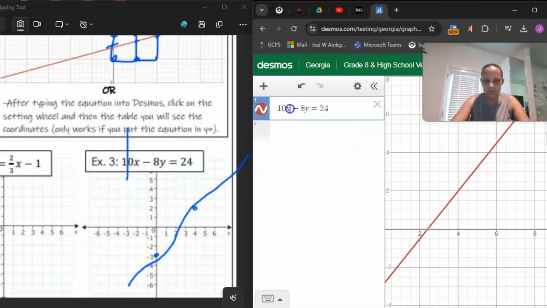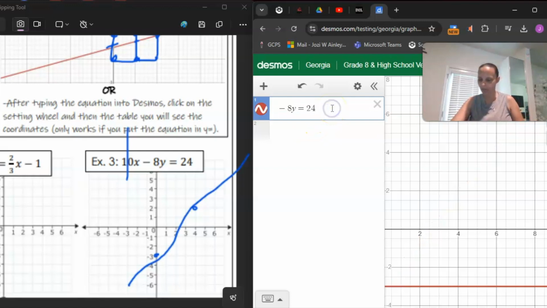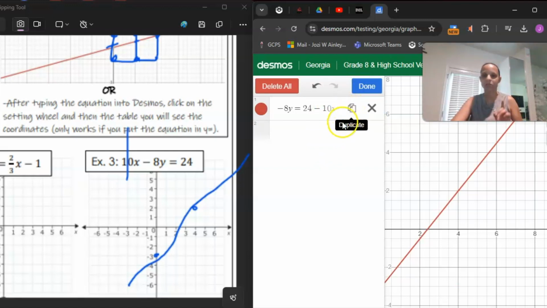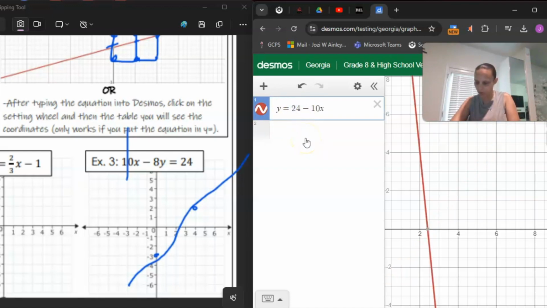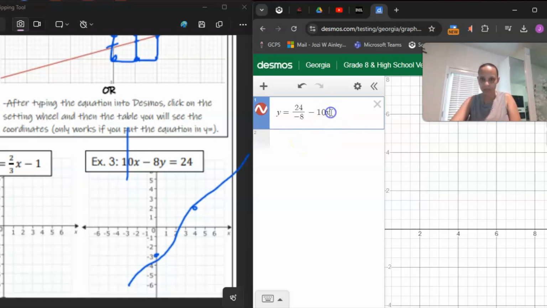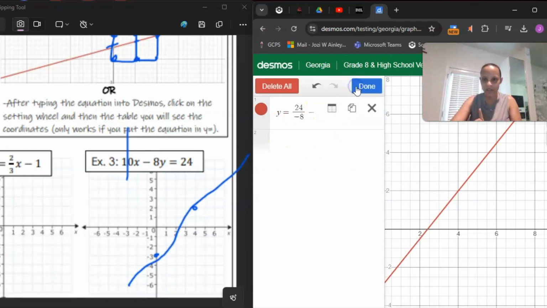So all I'm going to do is take this to the other side. If I take 10x to the other side, it's going to become what? Negative 10x. So I'm going to control x, come here and do minus control v. And as soon as I do that and I hit settings, does it become a table? No. So what I have to do is make it exactly like it's saying, y equals, right? So the only thing that's bothering it is this. I have to divide everything by negative 8. That means I come to 24 and I divide it by negative 8. I come to this one and I divide it by negative 8. Okay, now let me see if I hit settings. There it is. Okay, so this table version of it only works if you put in y equals.